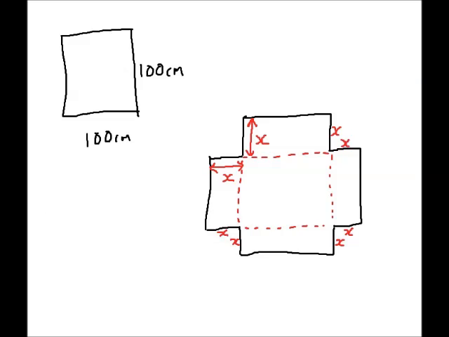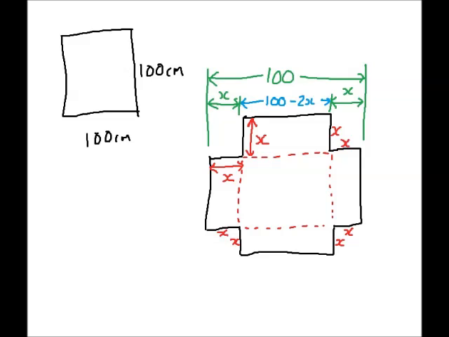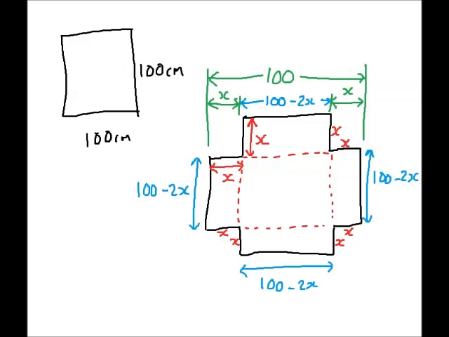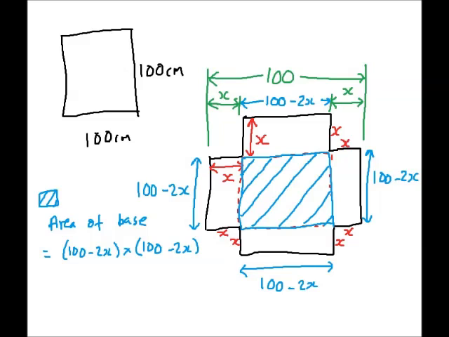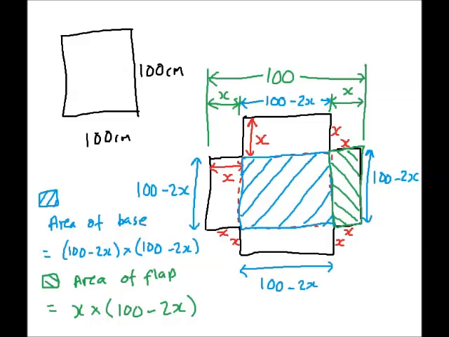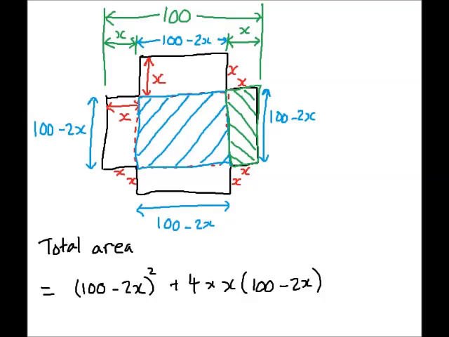If we let x be the length of the corners we cut out, we can build an expression to tell us the area of the card that will be used. The length of the side is 100 centimetres, this is x, so the width of the base must be 100 minus x minus another x, or 100 minus 2x. Since we're making a square-shaped box, the same is true in the other direction. That means the area of the base is 100 minus 2x times 100 minus 2x. Each side flap is 100 minus 2x wide and x high, so its area is x times 100 minus 2x.